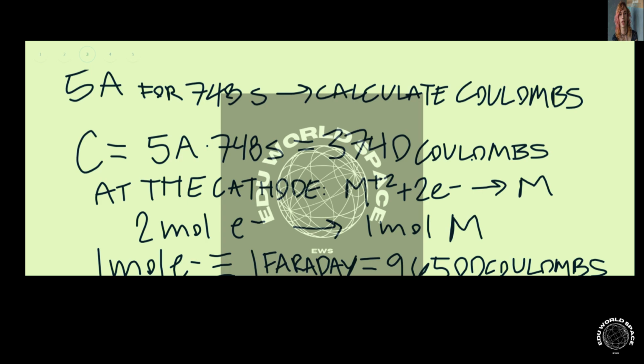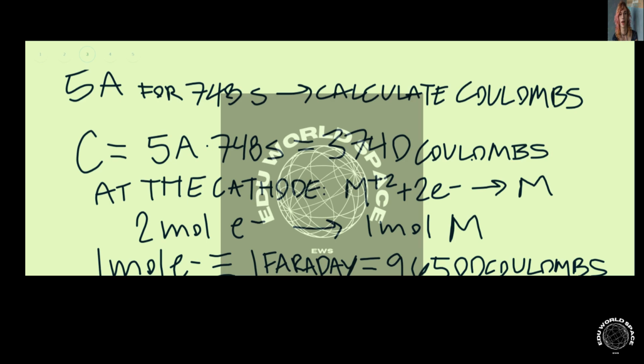We know that the half reaction happening at the cathode, our reduction half reaction, is our M+2 ion plus 2 electrons forming the solid metal. So this tells us that for every mole of metal that we're forming, we're consuming 2 moles of electrons. So that factor of 2 is very important. And 1 mole of electrons is equivalent to 1 Faraday of electricity. So if we're talking in units of electrons, we're talking about moles of electrons. But if we're talking about units of electricity, we're talking about Faradays.